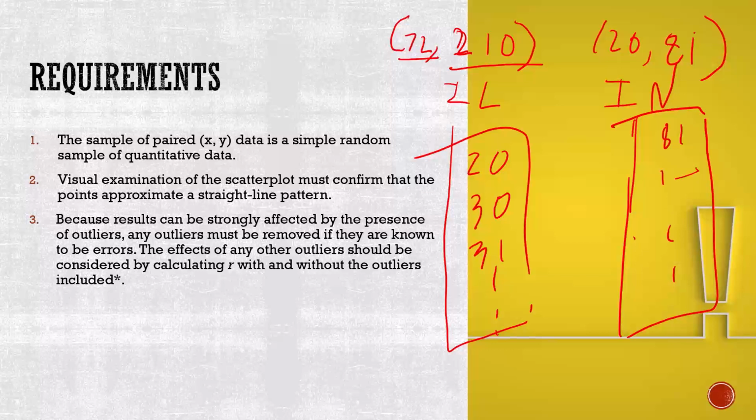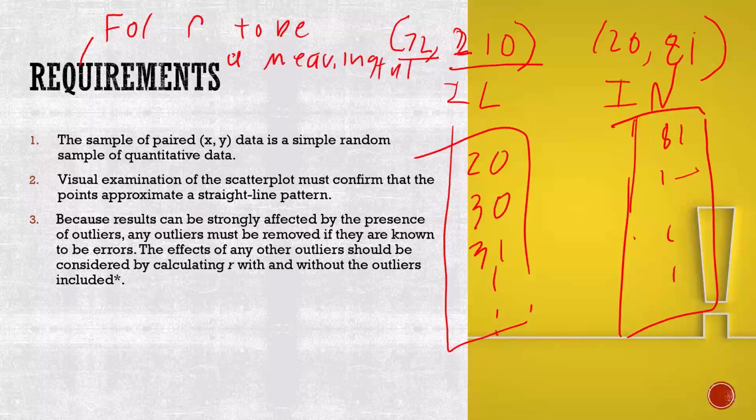Now, for R to be valid, these are the requirements for R to be a meaningful value. And remember, R is supposed to tell us the strength of the linear relationship between two variables. So one, you want to graph the two things to see if they have a straight line pattern, right?